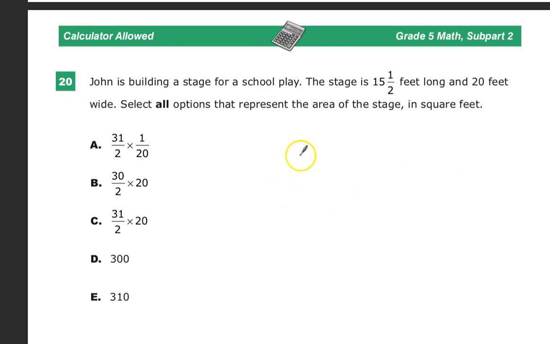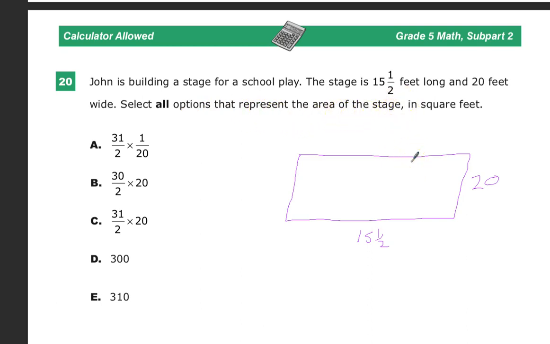So I'm going to do this really weird thing where I'm going to just draw a picture. It's a terrible rectangle. I get it. It shouldn't look like this. Why am I trying to make it into some trapezoid? Don't worry about it. It doesn't have to look good, and I'm living proof of this. So, there's the stage. Select all the options that represent the area of the stage in square feet.